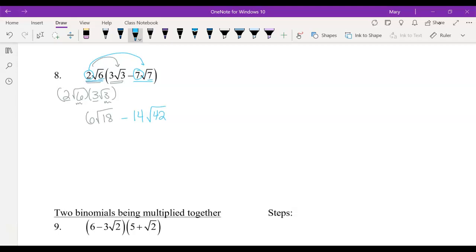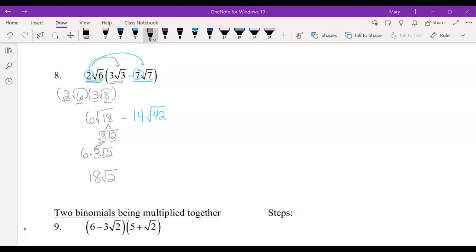After you have distributed, you're going to simplify the same way you have been. So the square root of 18, the highest perfect square in there is 9. So the square root of 9 is 3. So we're going to bring the square root of 9 out as a 3, and we're going to leave the square root of 2 alone. So 6 times 3 would give us 18, and then we have the root 2.